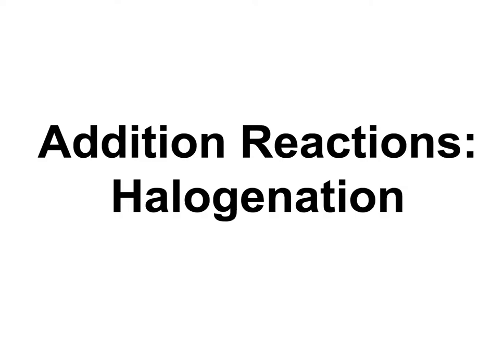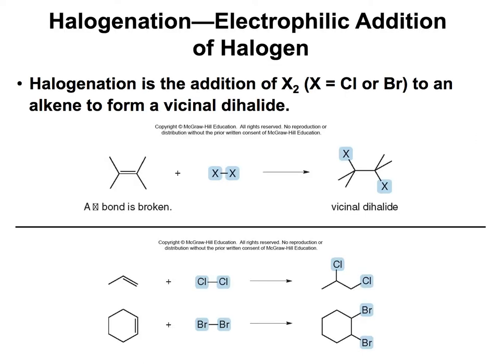Another type of addition reaction is the halogenation reaction, and as the name says, we will add two halogens across the double bond. So this is the overall reaction. We have a pi bond that will be broken, and then we will end up with two halogens across the double bond. We will get one on the right side and one on the left side of the double bond. So, same thing as every other addition reaction you've seen.